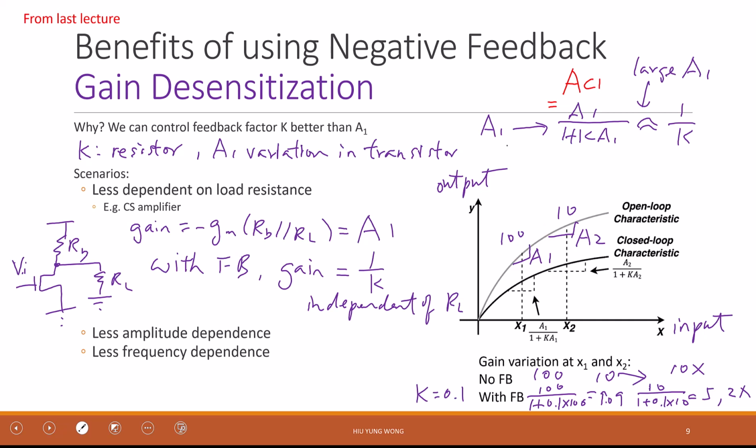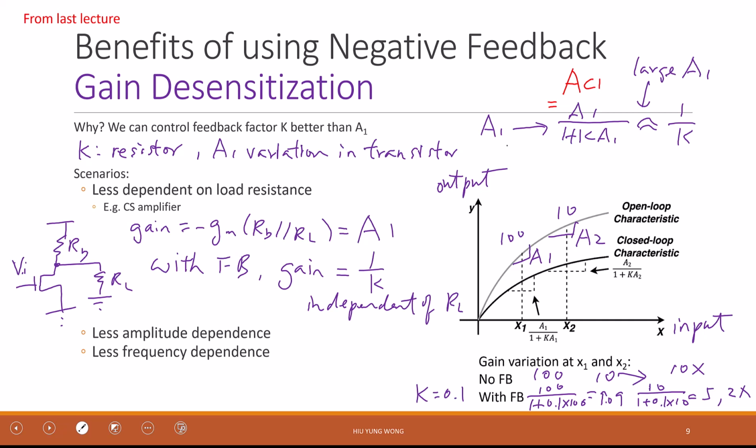Same for the amplifier. We say that we keep working in the linear regime, but when your signal is large, it's no longer linear, right? And this is called distortion. So in this case, for open loop, I don't have feedback. The gain may be 100 at this point when your input is x1 and become 10 when your input is x2. Okay, so that is not good, right?